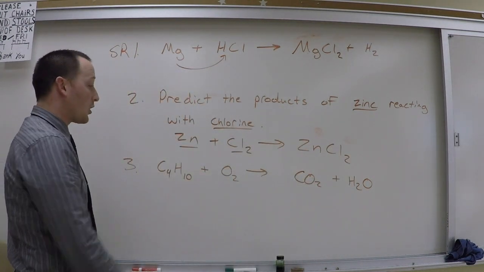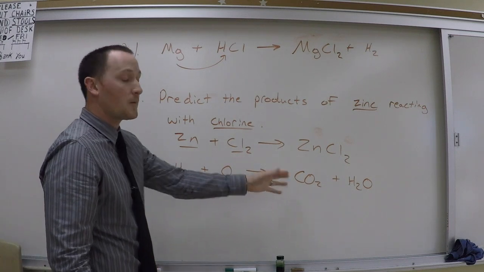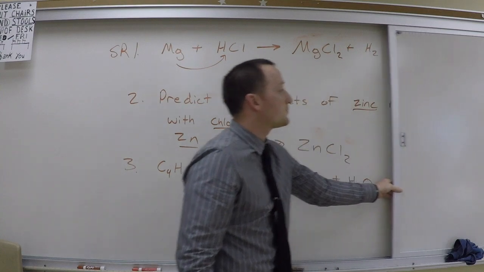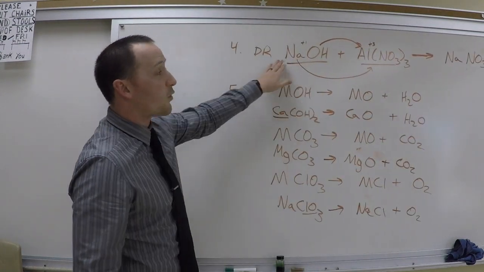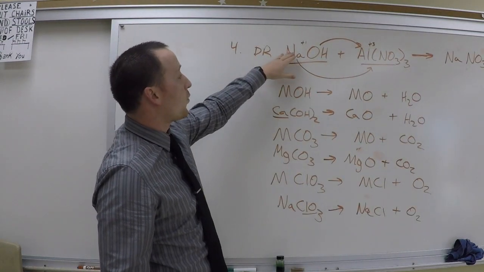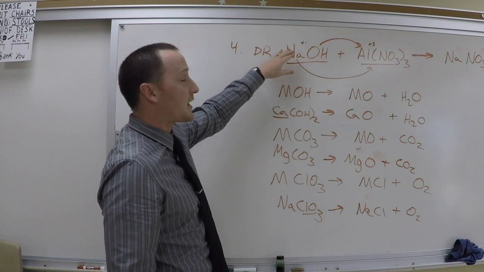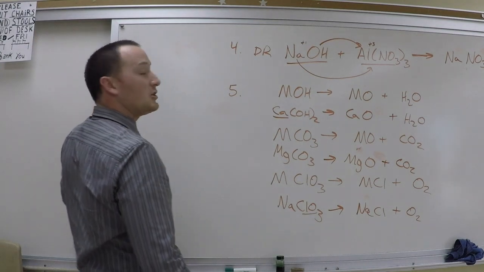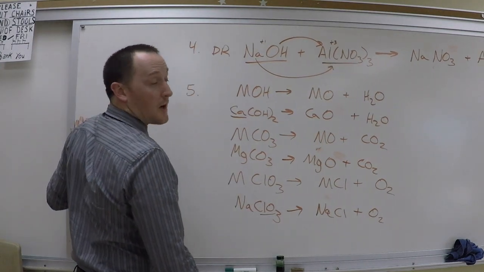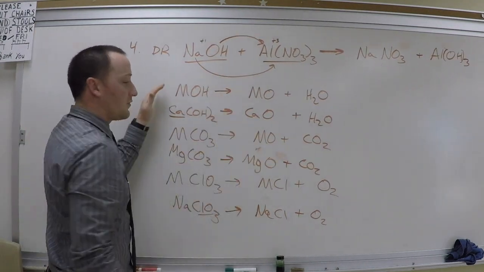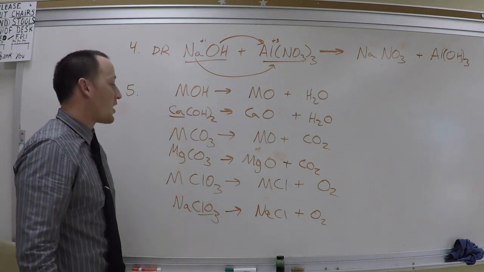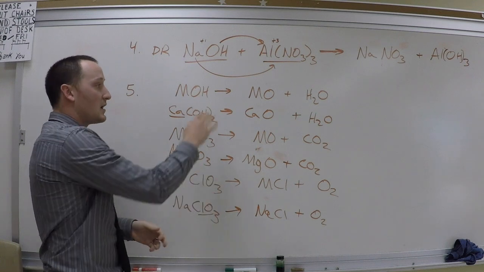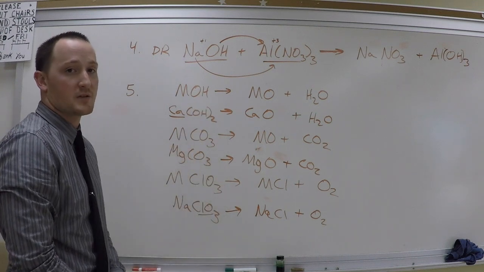Then, for our combustion, the products of a combustion reaction are always carbon dioxide and water. For our double replacements, the positively charged cation is going to kick out the positively charged cation of the other one. And how you know it's a double replacement is because it is 2 compounds. Then the carbonates, the hydroxides, and the chlorates are all going to decompose in different ways, and these are some formulas that you need to memorize.